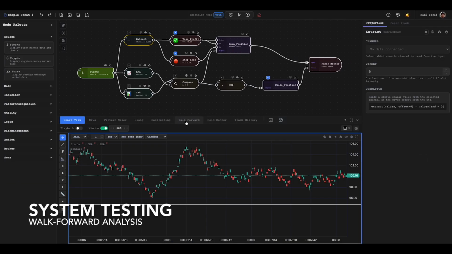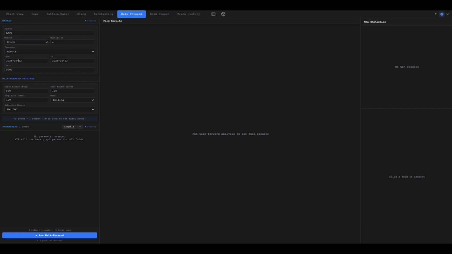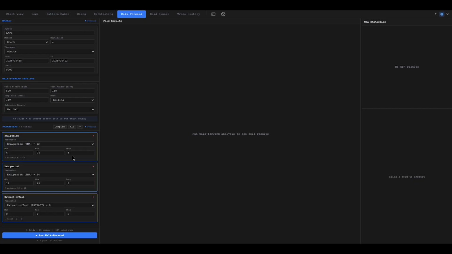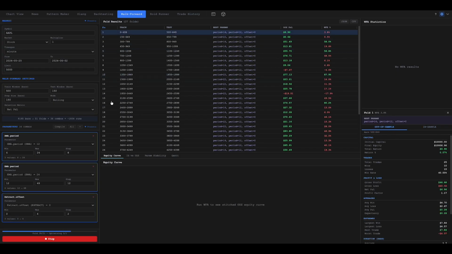But historical performance can be a trap. To defeat curve fitting, your strategy enters the second stage, walk-forward analysis. Traderoid slices your historical data into rolling, anchored folds, ruthlessly training your logic on one window and testing on the next, unseen window over and over again.